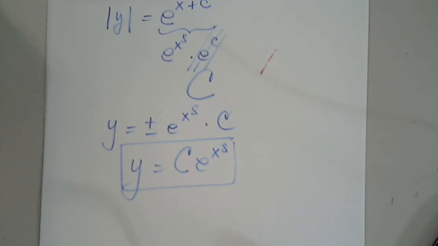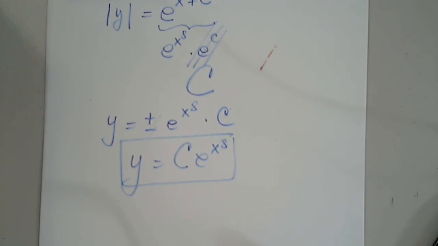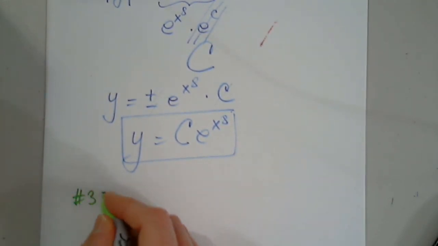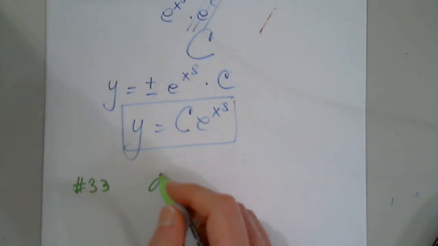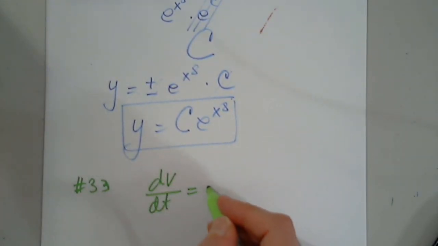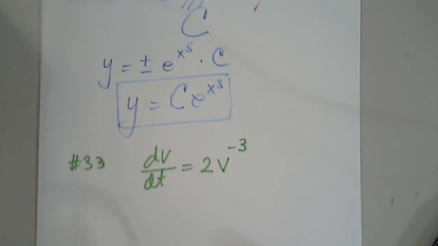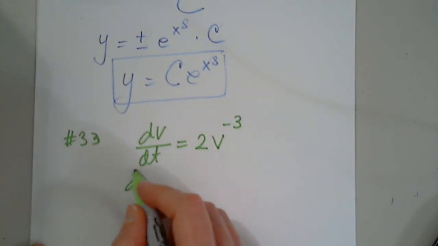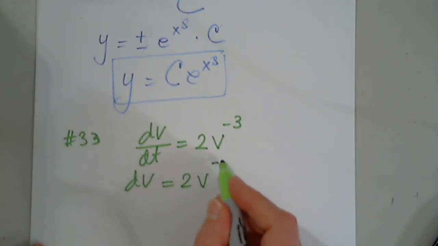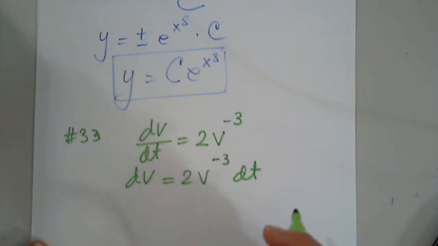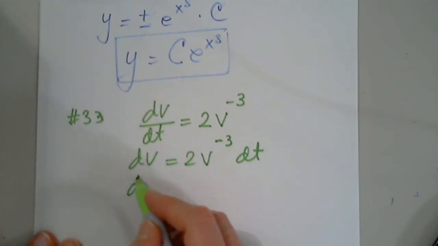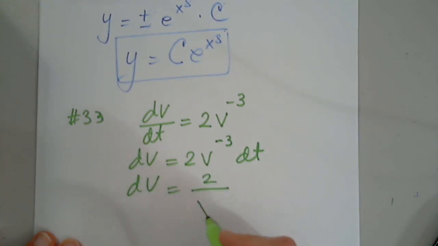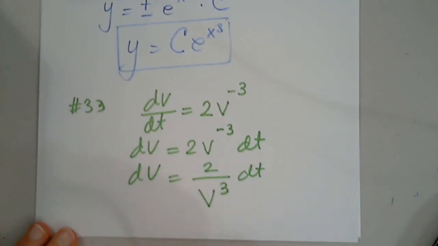Okay, let's also look at any questions on this problem. Or you can choose more, of course. So dv over dt equals 2v to negative 3. Again, first cross multiply. dv equals 2v to negative 3 dt. You can write it as dv equals 2 over v to the 3rd dt, if that's better.